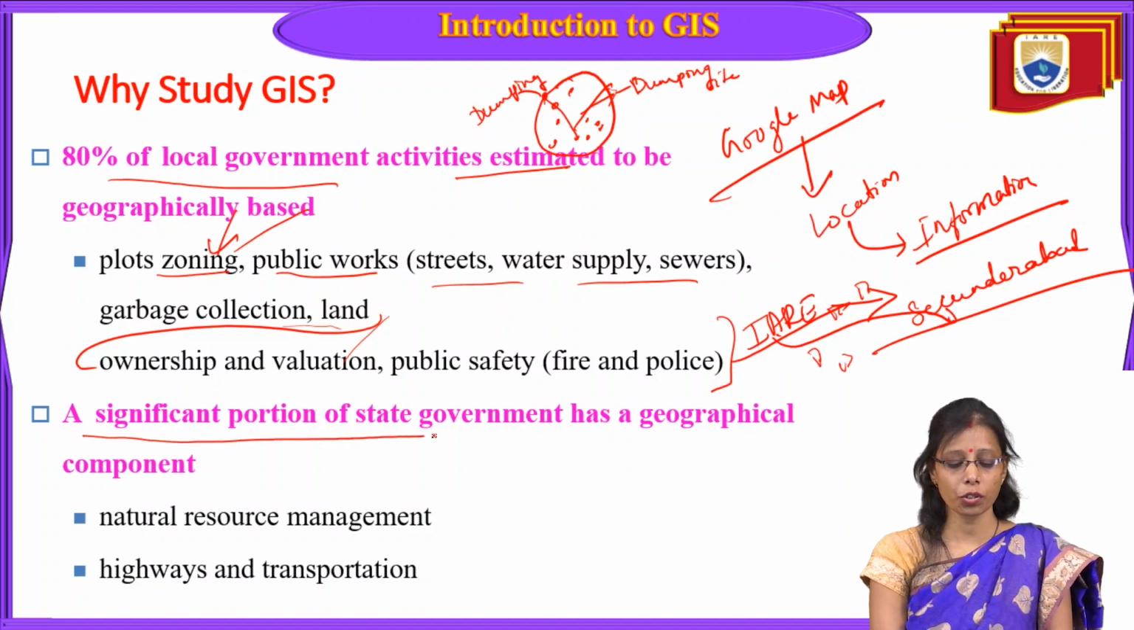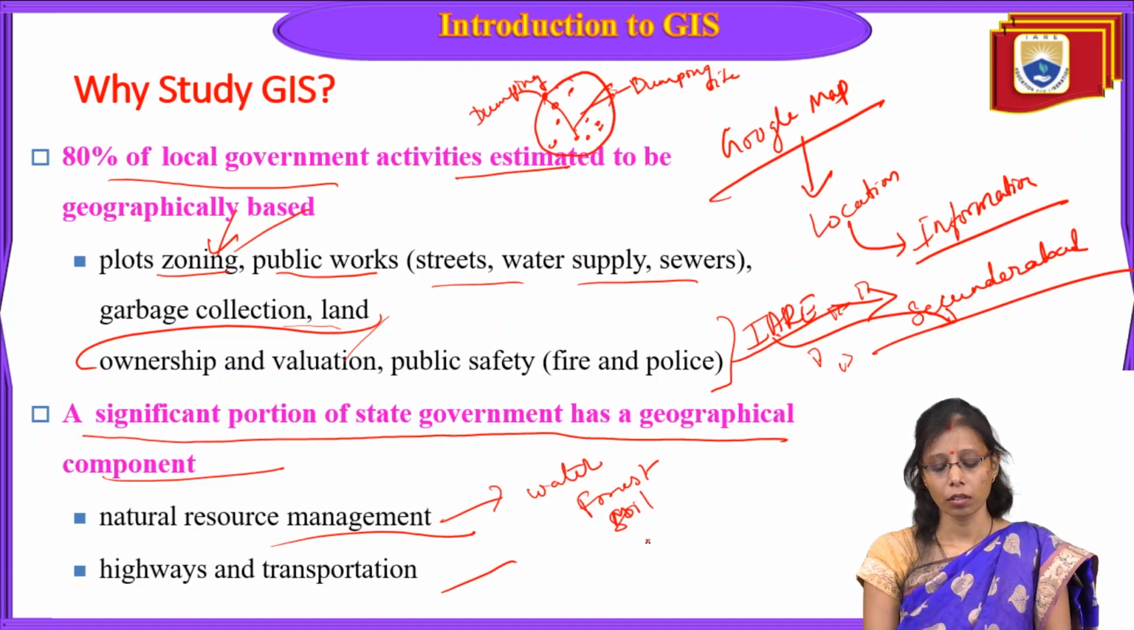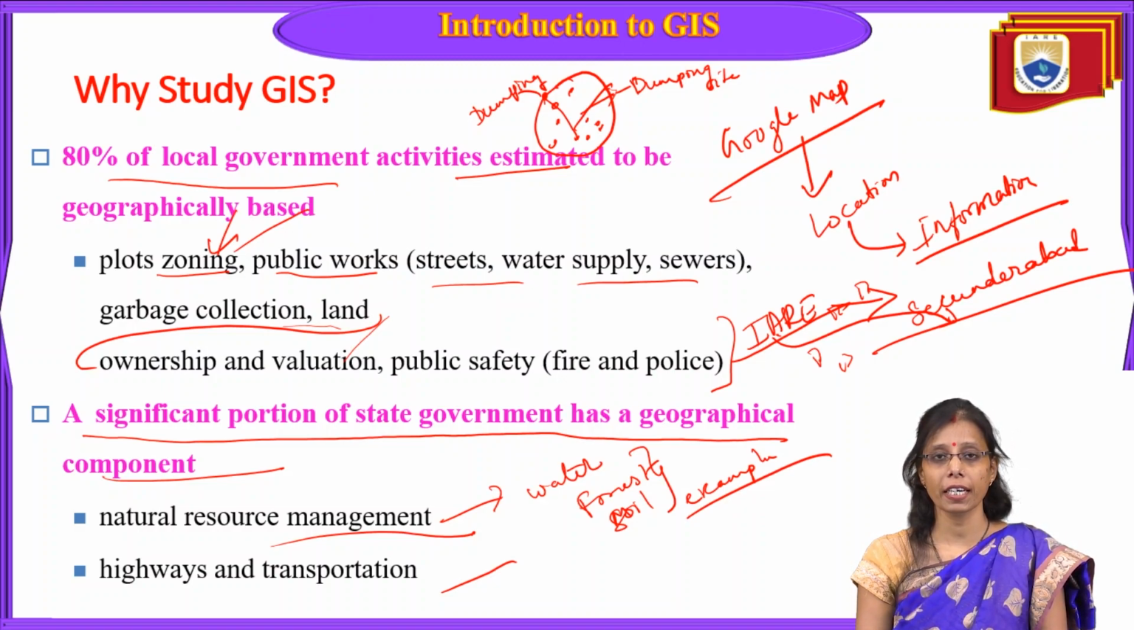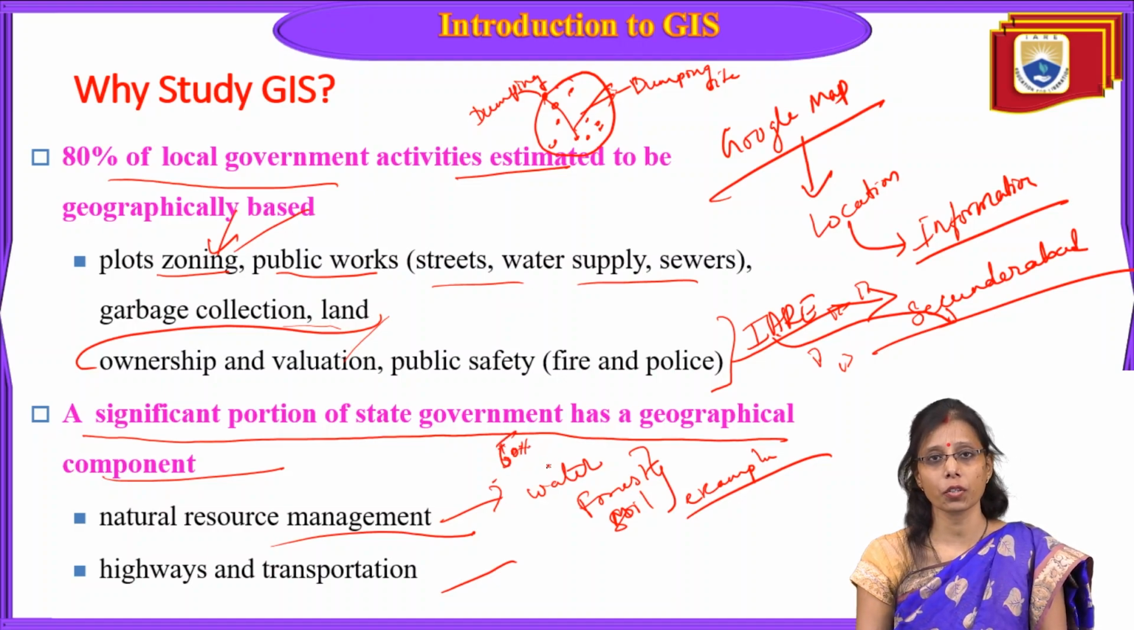Next, a significant portion of state government has a geographical component, like natural resource management, highways and transportation. Natural resources include water, forest, and soil. These are some examples. If you want to manage these natural resources, how can we manage? If you have a GIS platform and the data, and the most important part to work with GIS is to collect the data. Data is given by the remote sensing process only. So about 50% of the work is given by remote sensing, and the rest 50% is done in the GIS process. If you have this entire information, the data is there, then we can do the resource management.